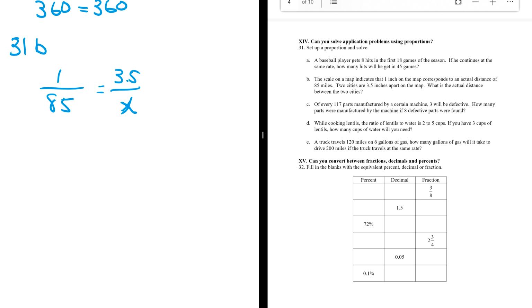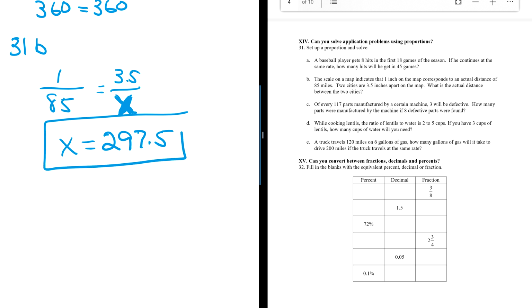Okay, here's our setup then. I got 1 inch on the map. 1 inch on the map corresponds to an actual distance of 85 miles. And then two cities are 3.5 inches apart. What is the actual distance between the two cities? And that's what we're solving for, this x. Okay, cross multiply. x times 1 is x equals 85 times 3.5 is 297.5. Exactly. So that's all you need to do on that one. No division.